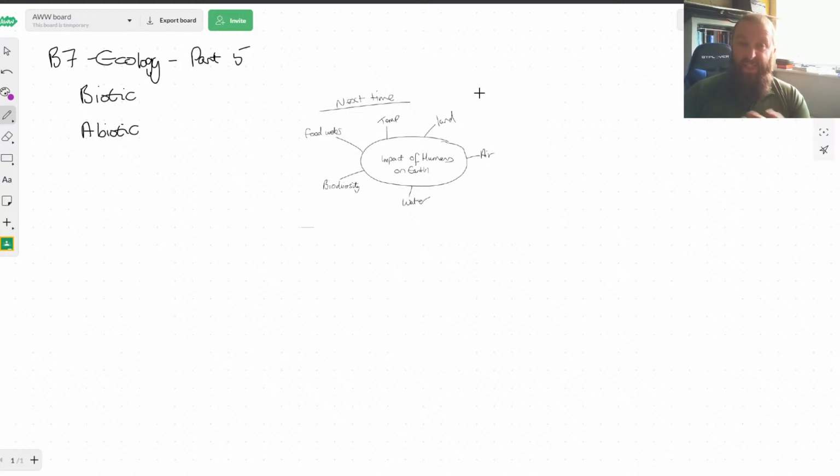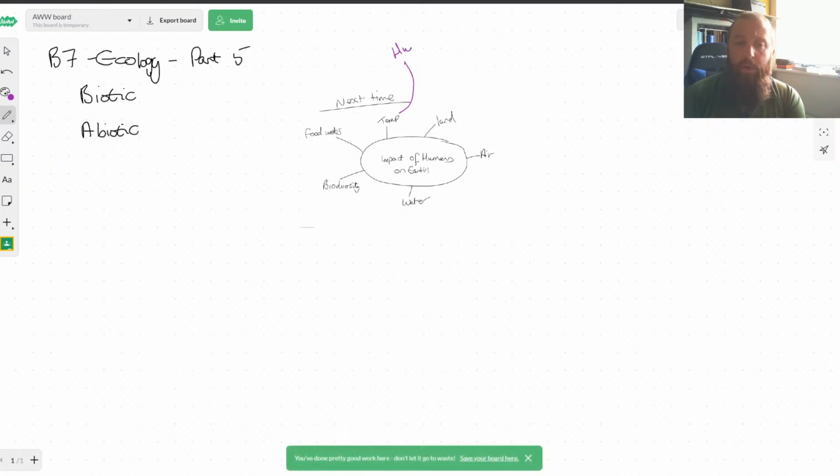Okay, so we'll look at some examples, but bearing in mind this is one of the topics that could be very, very open-ended. The exam board could realistically, on both the higher and the foundation paper, get you to apply your knowledge. So if we look at temperature, we already know that humans are increasing global warming.